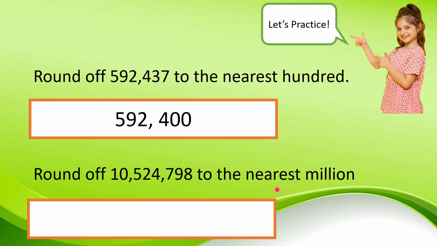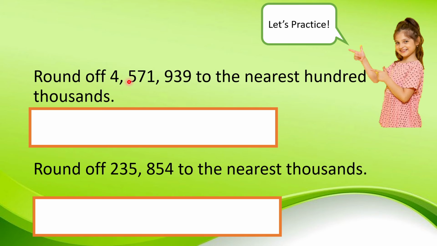The next one is round off 10,524,798 to the nearest million. So what number is in the place of million? Ones, tens, hundred, thousand, 10,000, 100,000, million. So it's 0, and the 0 is followed by 5. So since it is 5, we are going to add 1 to the 0 and it will become 1. So it is 11 million.